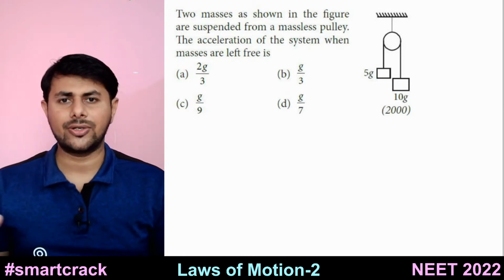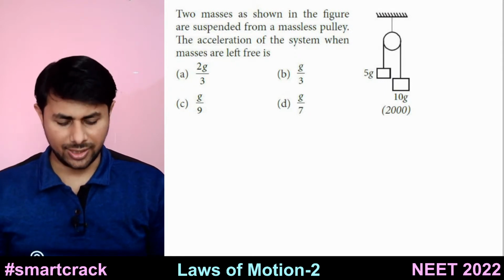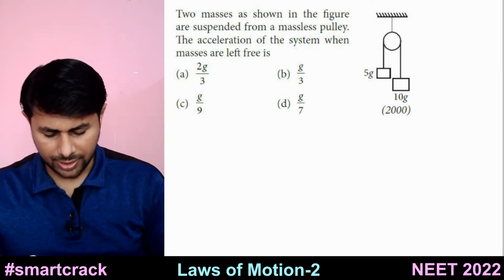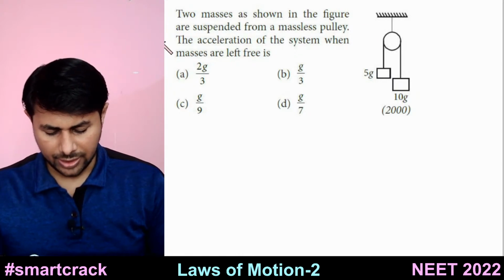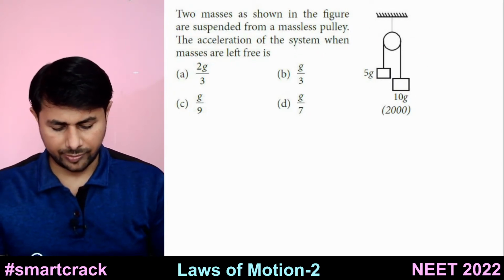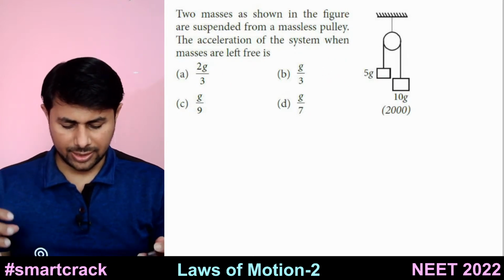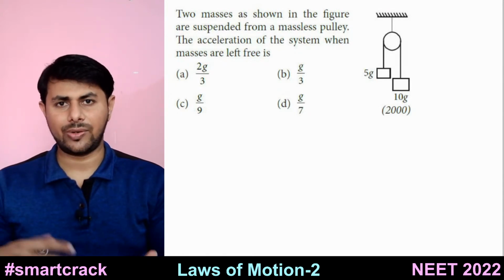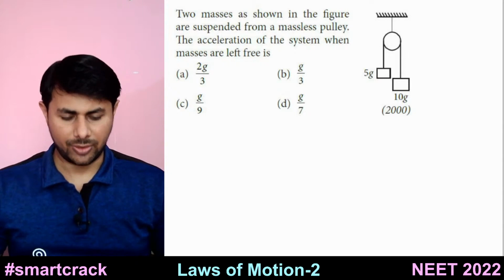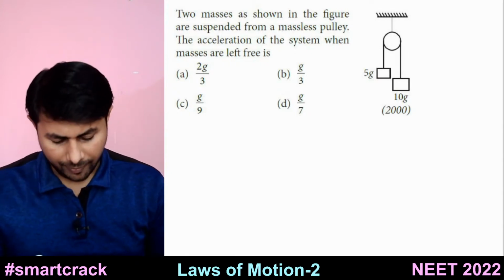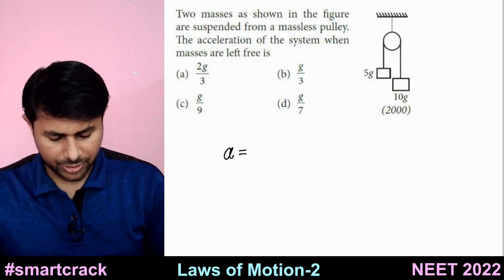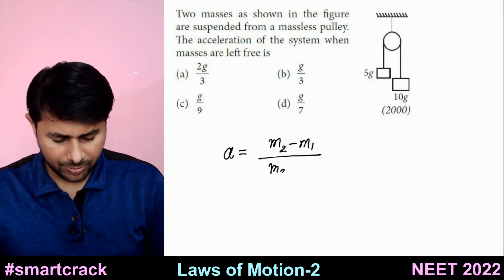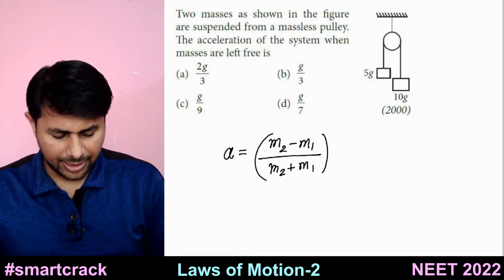So this is a problem based on Atwood's machine that we have seen earlier. We derived the formula for it earlier. Two masses as shown in the figure are suspended from a massless pulley. Then what will be the acceleration of the system when the masses are left free? We have found the formula in one of the earlier problems, so I will directly write it down. What is the acceleration of Atwood's machine? It is (m2 minus m1) divided by (m2 plus m1) multiplied by g.